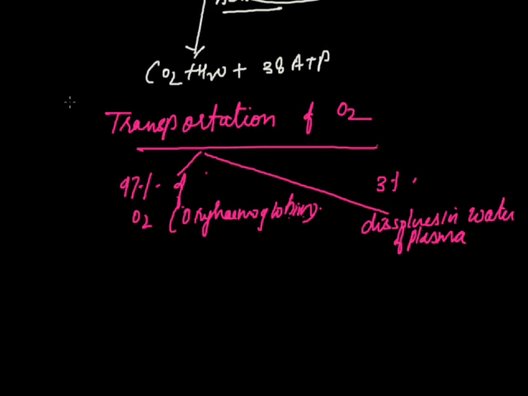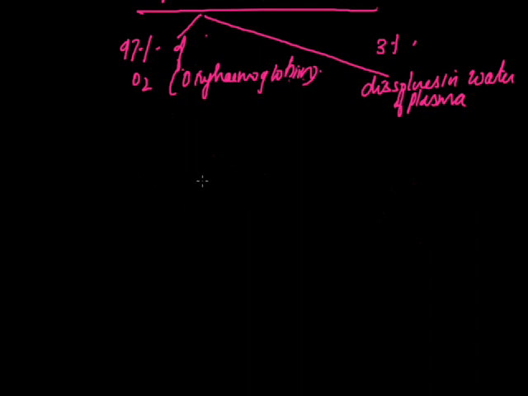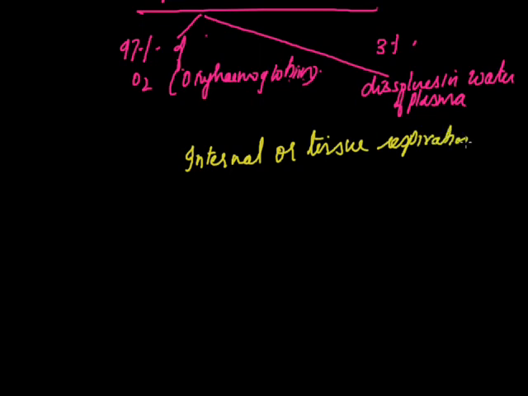Now, internal or tissue respiration. The next topic is internal respiration. We have talked about cellular respiration. Now internal or tissue respiration. Actually, the exchange of oxygen and carbon dioxide between the blood and body tissues is called internal or tissue respiration.